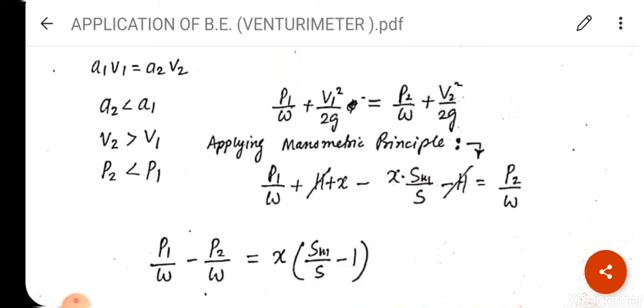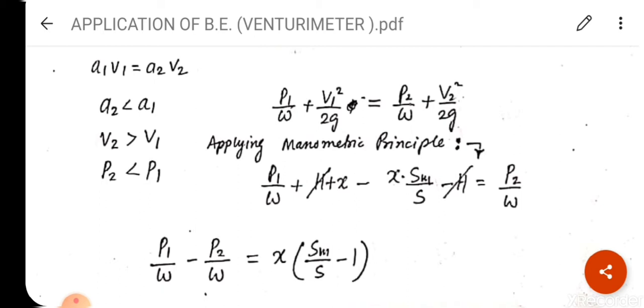We all know that the continuity equation is given as A1 V1 is equal to A2 V2. So A2 is less than A1 because D2 is smaller as compared to D1. V2 will be greater than V1, and P2 will be less as compared to P1. So we all know that Bernoulli's equation is P1 by W plus V1 square upon 2G is equal to P2 by W plus V2 square upon 2G, because Z1 is equal to Z2 is constant, because the pipe is in horizontal condition.